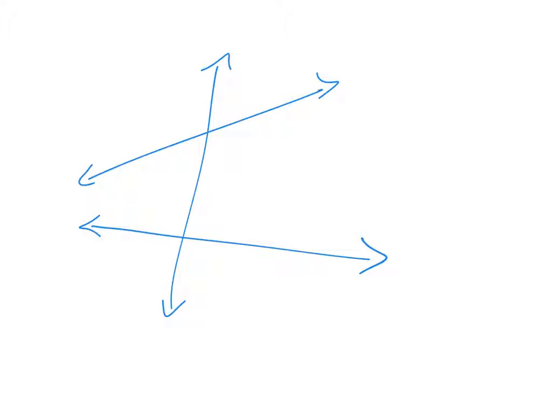But if I'm looking at corresponding, this guy here is not equal to this guy here. These 2 are not equal to each other, because the 2 lines aren't parallel. In order for you to be able to say 2 angles are congruent, they have to be on parallel lines. Got it?